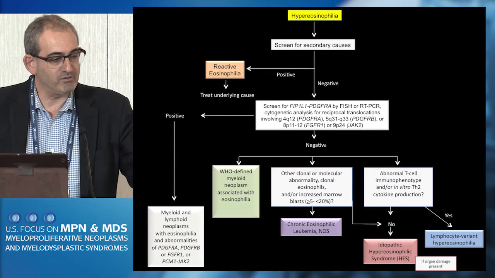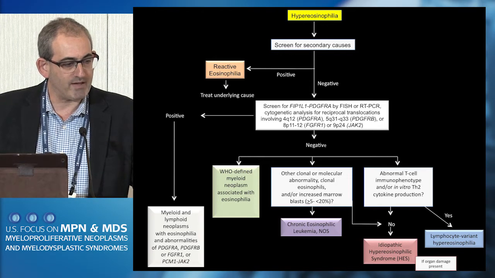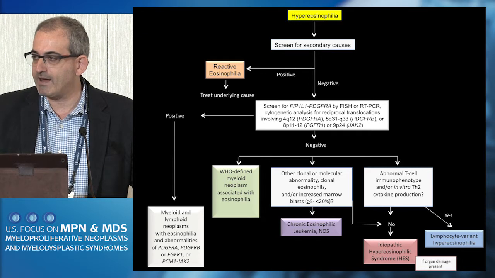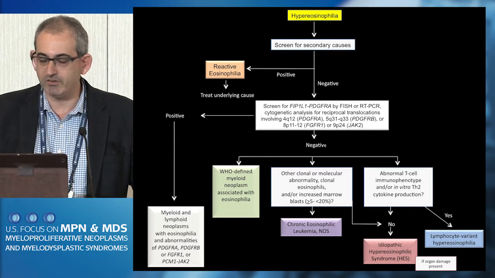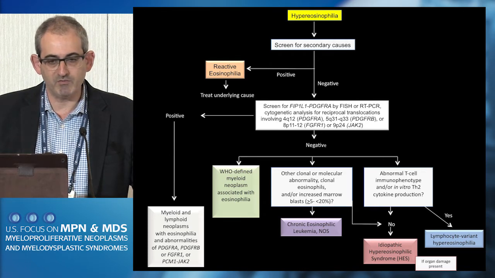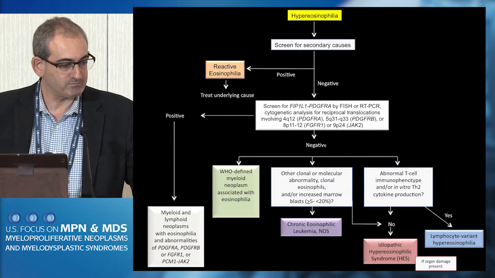So I think this slide is a useful algorithm for how one approaches the diagnostic workup of hypereosinophilia. The first thing that I do is screen for secondary causes because, frankly, the overwhelming majority of individuals who present with eosinophilia will have a secondary cause. If one is found, and I'm not going to annotate all the secondary causes, then you treat the reactive eosinophilia. I'll just mention that in third world countries, the major cause is helminth infections or some type of infection. And in Western developed countries, it's atopy or allergy.